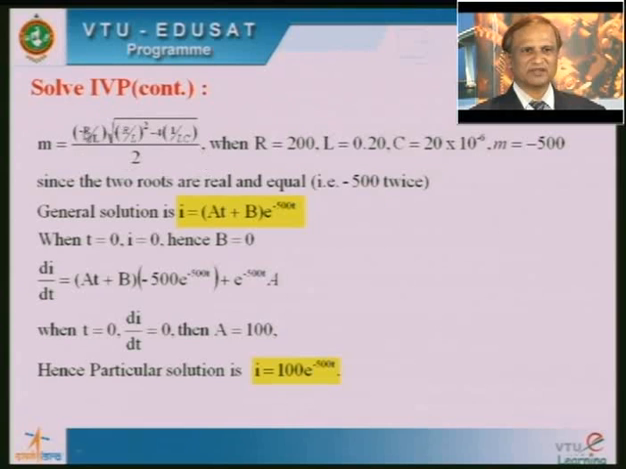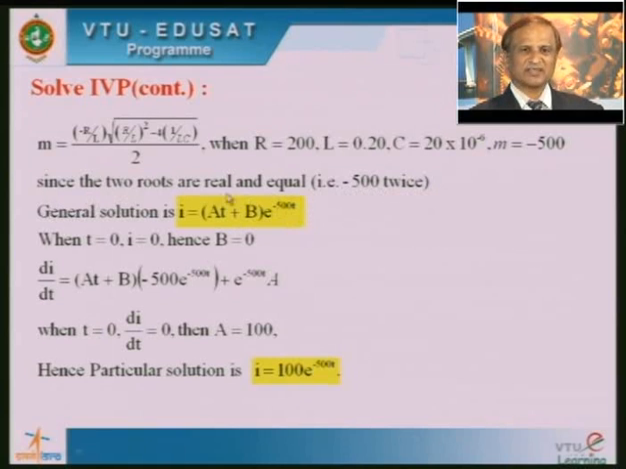It is a very simple case. I hope we can substitute and simplify, and finally I can obtain the value of m, right? I hope I will get minus 500. How many times? 2 times, because the given equation is a second order differential equation. That's why you will get minus 500 two times, right? So it means we will come to know that the roots are real and equal, right?